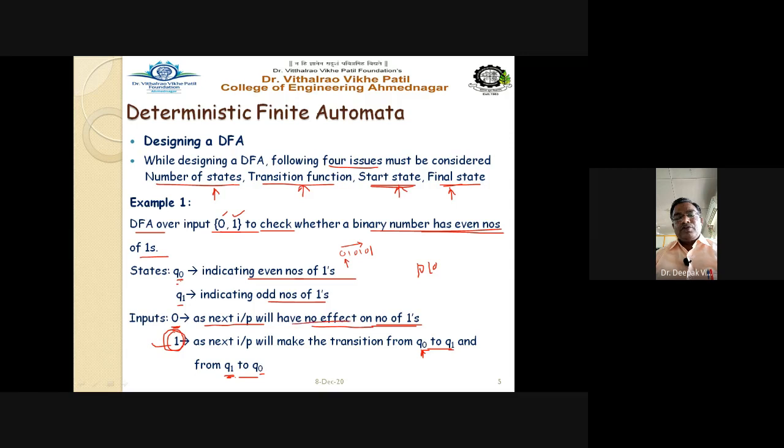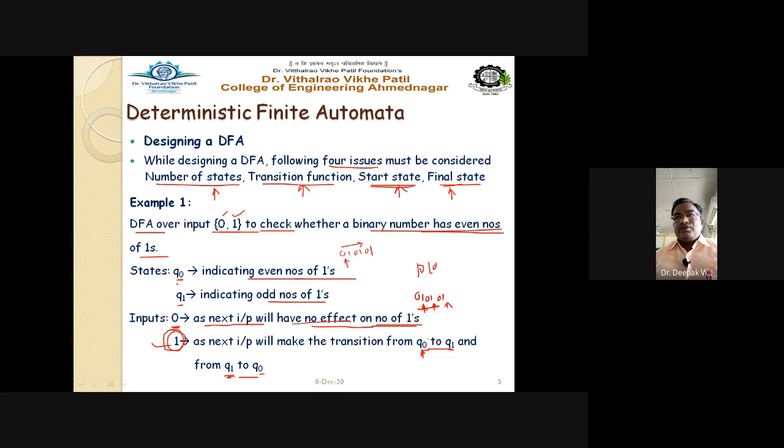We have no effect, because what we have to find here is an even number of ones, right? So suppose this is the string 0 1 0 1 0 1. In that string, if zero occurs, do not change the state. But if one occurs, for example, this is a one symbol, and this is a one symbol.